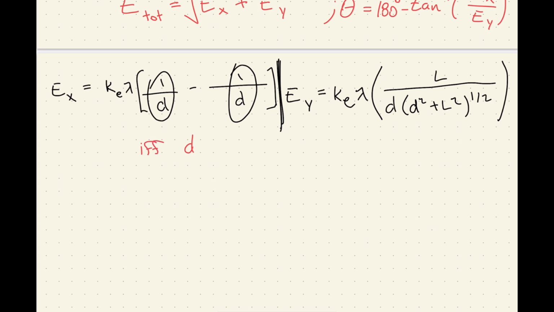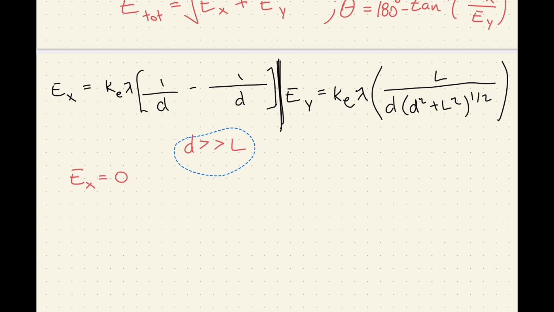If D is much larger than L. If and only if is what that triple-line symbol means. So basically what this is telling you is that E in the X component is equal to 0, if this is the case. That was super easy.